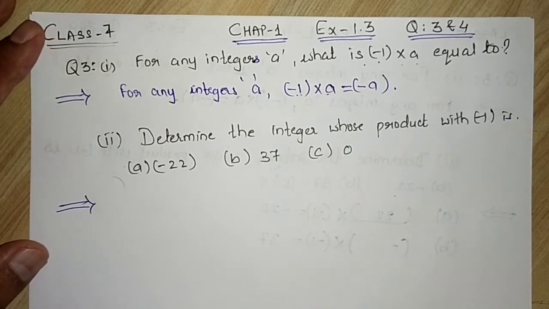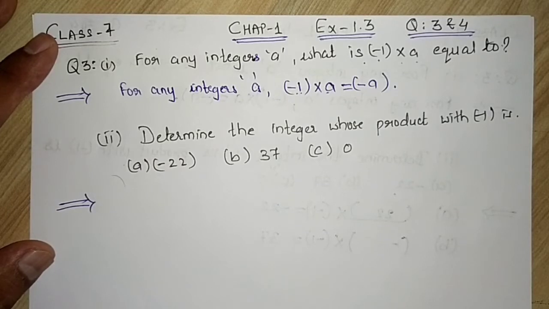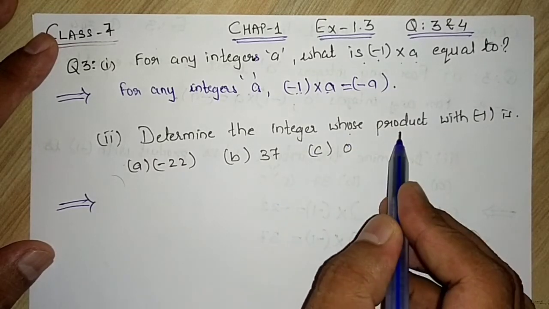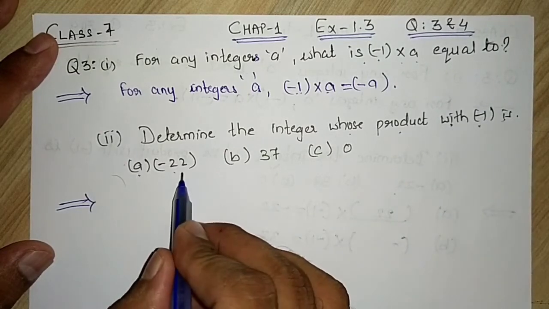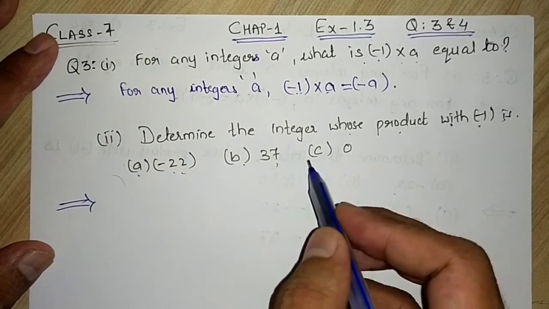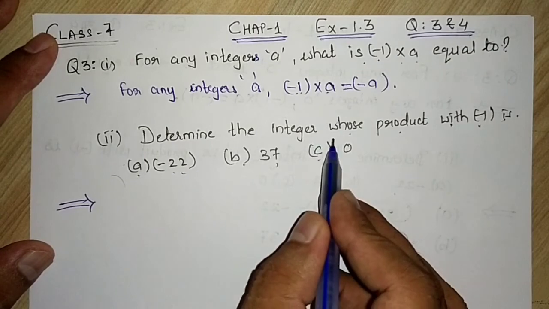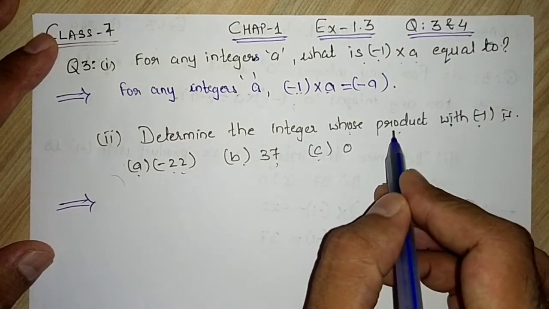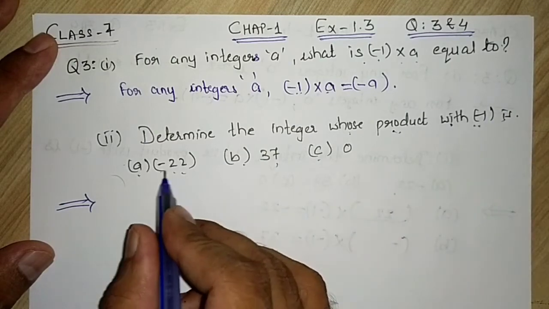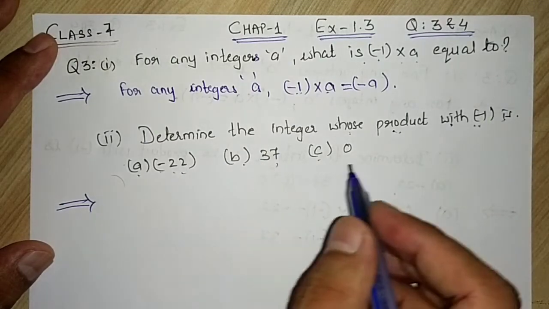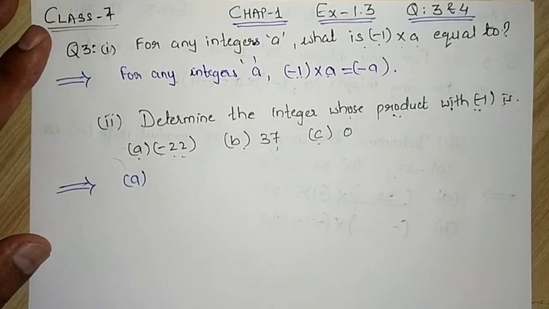Now let us move to the second part, students. Determine the integer whose product with minus 1 is a) minus 22, b) 37 and c) 0. We have to give the integer which, if we multiply with minus 1, will give me minus 22, 37 and 0. So let us start and give the answer one by one.